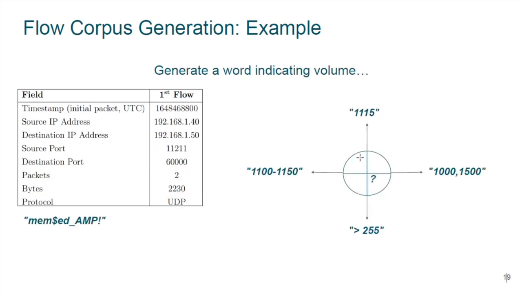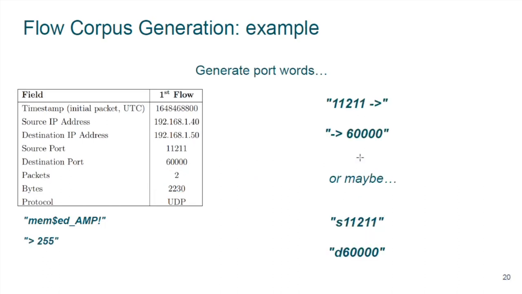There's another issue in creating this corpus, which is that we need to generate a word indicating volume. I mean, how many times something happens or what's the packet size, which is the case here. Again, we look at the number of packets and the total number of bytes in the flow record. And then we would have different ways of expressing this as a word. It might be an interval, like between 1000 and 1500. Let's suppose in this case we chose anything greater than 255. So we now have two words, and now we generate four words.